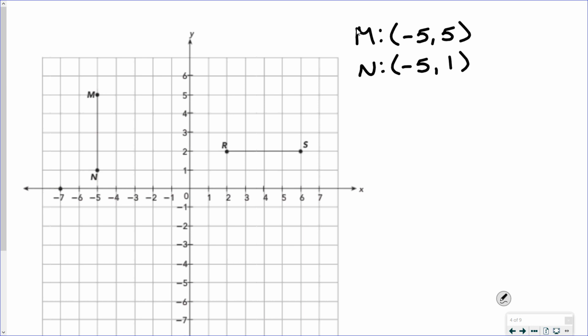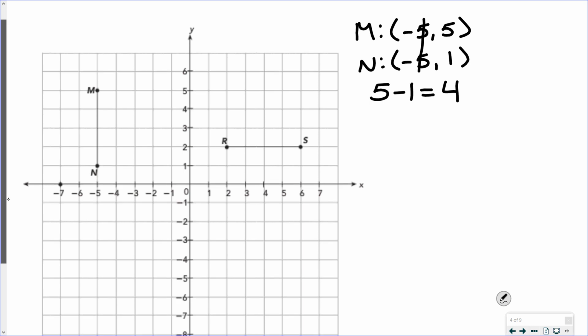The X coordinate is the same, so we're going to ignore that, just like we did if they were both 0. We look at our Y coordinates. They're the same sign, so we subtract, and since they're both positive, we can go straight to subtraction. 5 minus 1 is 4.